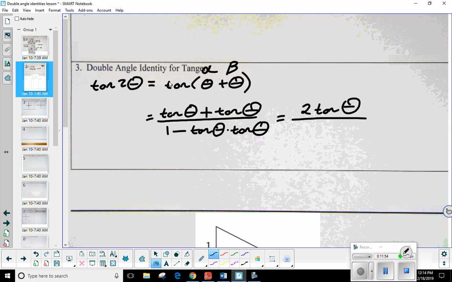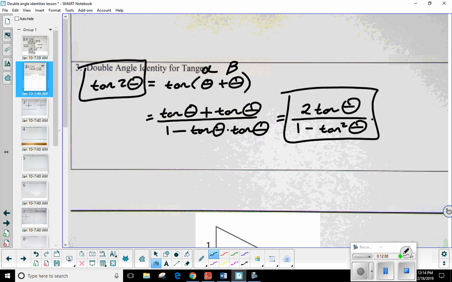Is there anything I can simplify down below? Tangent times tangent is tangent squared. So 1 minus tangent squared of theta. So whenever you see tangent of 2 theta, there's the identity.